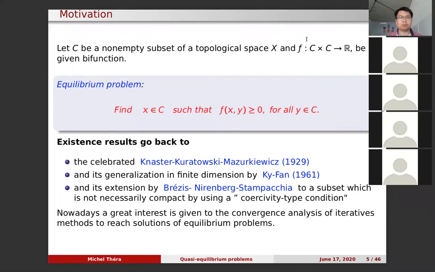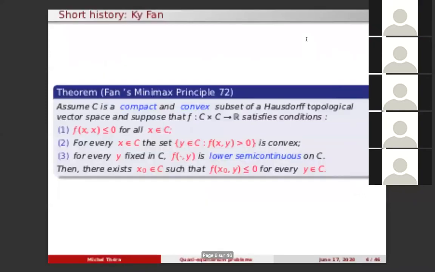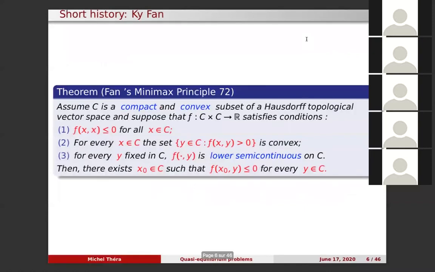And nowadays, great interest is given to the convergence analysis of iterative methods to reach solutions of these equilibrium problems. And if you remember, Ky Fan minimax principle, 1972, the theorem is the following. We assume C is a compact and convex subset of a Hausdorff topological vector space. And we suppose given a bifunction from C times C to R satisfying three conditions.